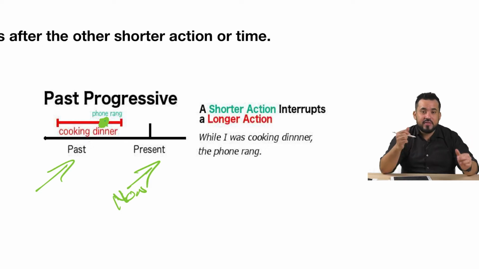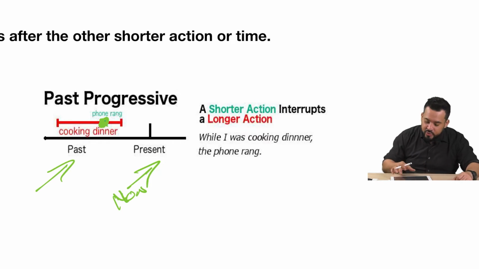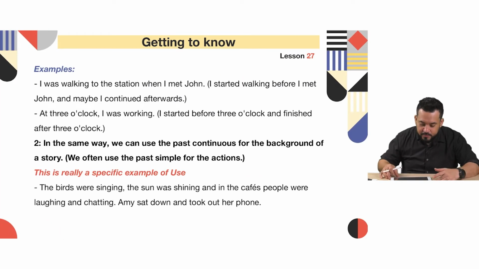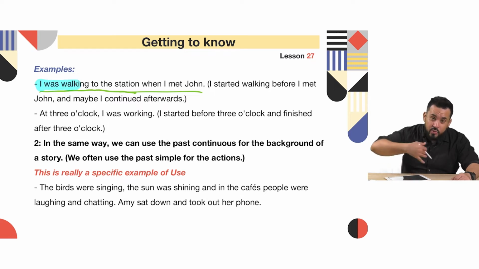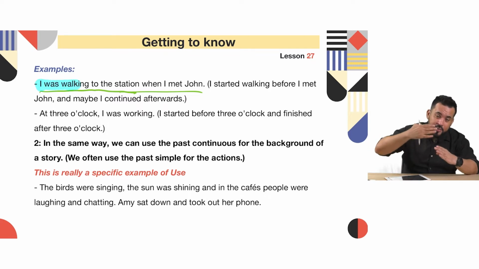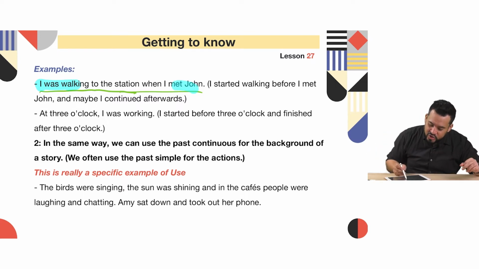We use the past continuous. So basically, two things happened in the past. One interrupted the other. Then we use the past continuous. Let's take a look at some examples. I was walking to the station when I met John. So there was something that was happening. What was it? I was walking. What happened when I was walking? Something else happened and intercepted or interrupted my walking, and that is meeting John.